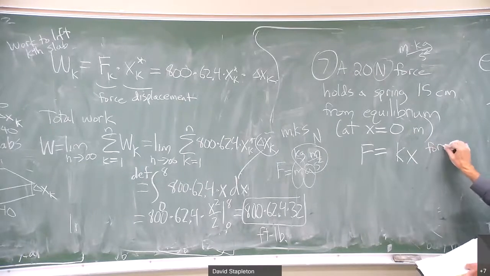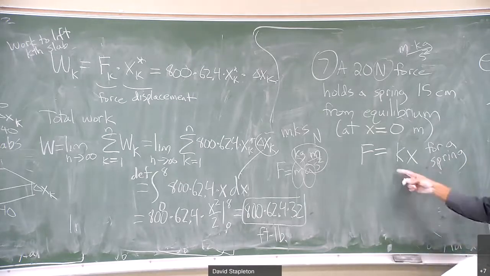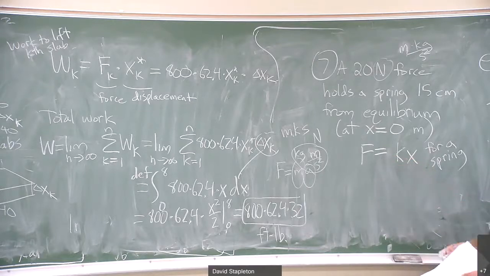For a spring, this holds, an ideal spring. They aren't perfect, but they make springs to try and be close to it. If you don't stretch them too far, they behave: force is roughly proportional to the distance you pull it out. Pull it twice as far, twice the force. Right? So what is K? We have to find out from this.